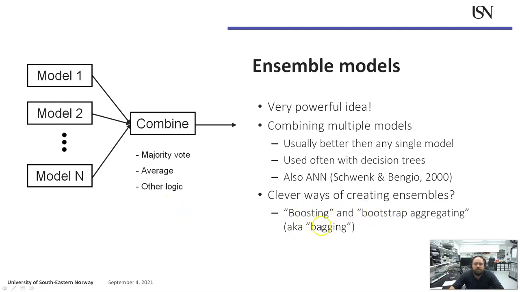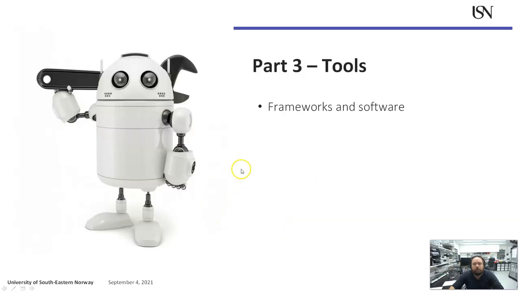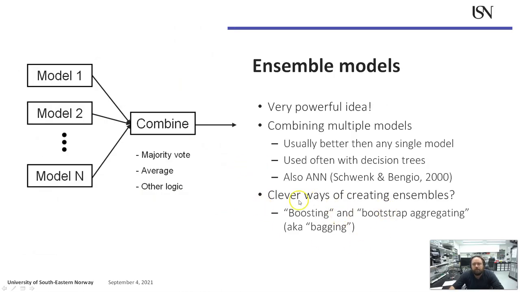Two such techniques are what we call boosting and bootstrap aggregating, or bagging. Random forest, for example, is based on boosting. And another famous decision tree algorithm called XGBoost is also based on boosting. Sorry, random forest is based on bootstrap aggregation. I won't go into too much detail on this. That's a topic for another time. There's plenty of resources online for anyone who is interested in learning more about this. But the key takeaway is the usefulness of ensemble models and the fact that there are some established techniques on how to do this.